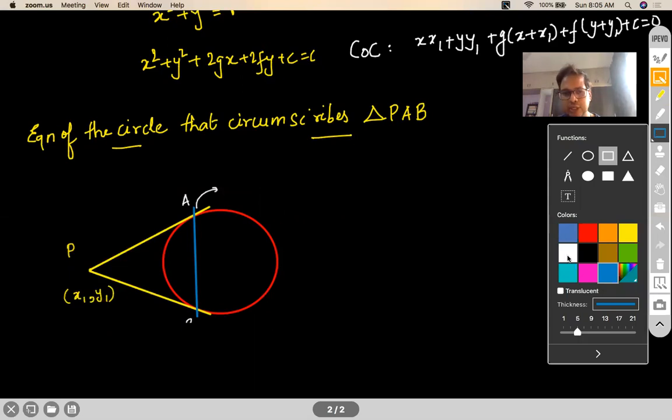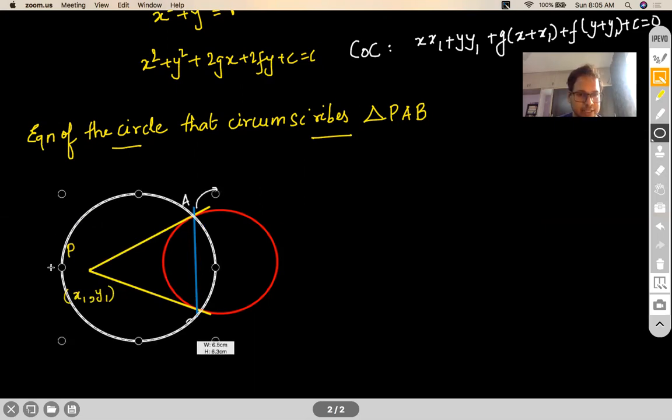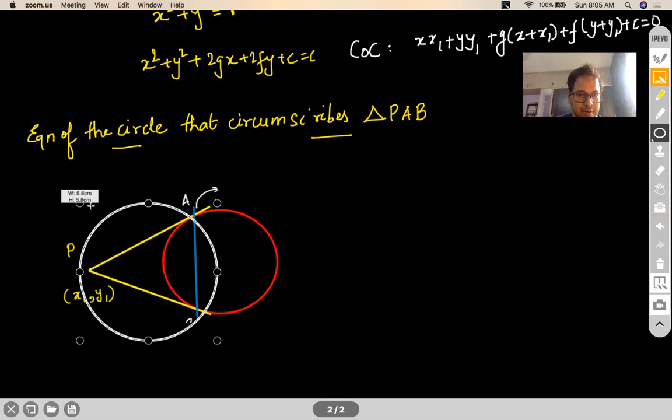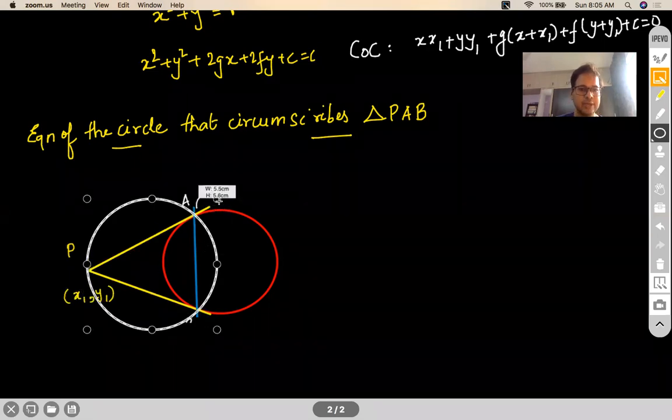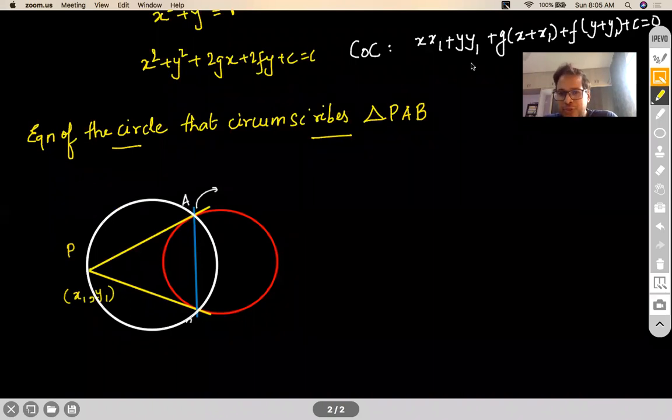Let me use a white circle for this. Let me try my best to fit in a circle here. There you go. I did a good job here. So I have got a few hints. Ashita says PABO is a cyclic quadrilateral. PABO. Okay. O means the center of the circle. Center of this circle.